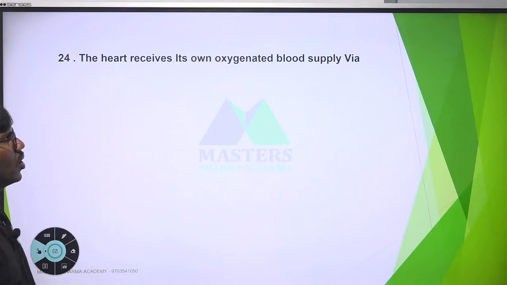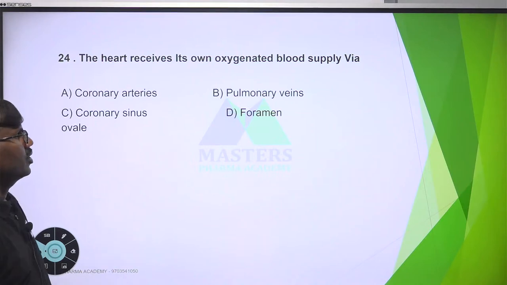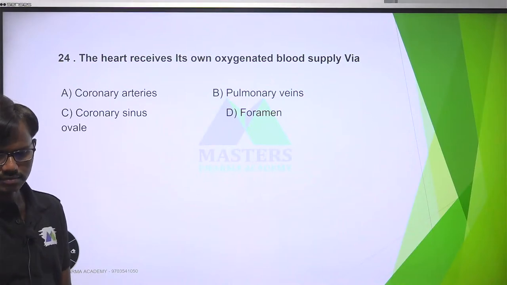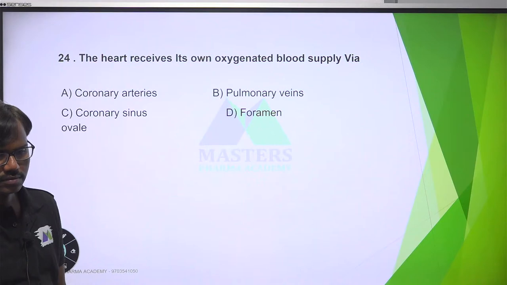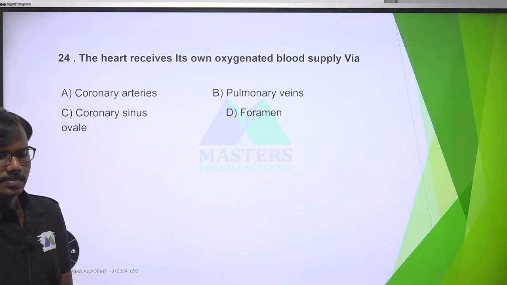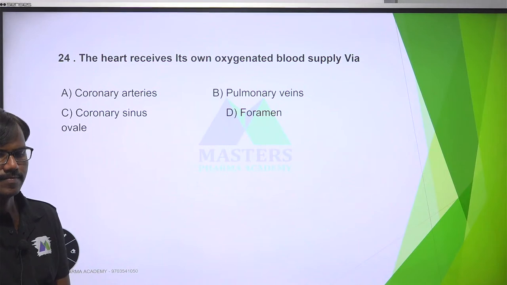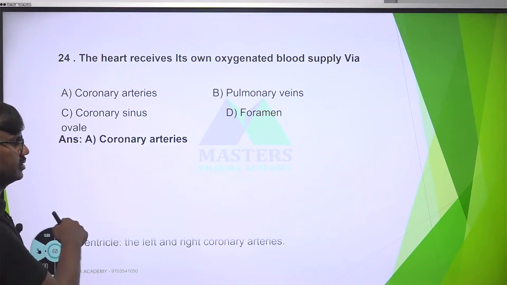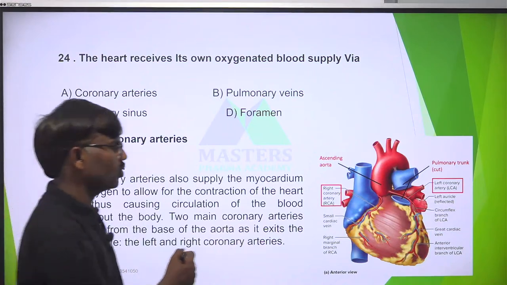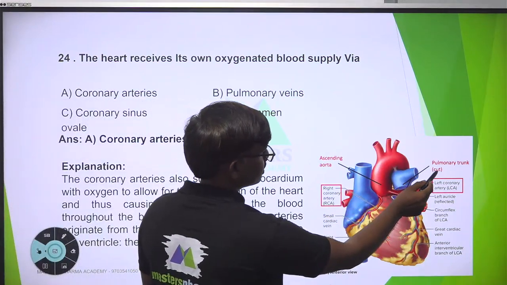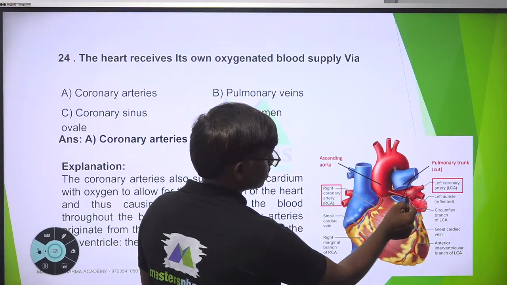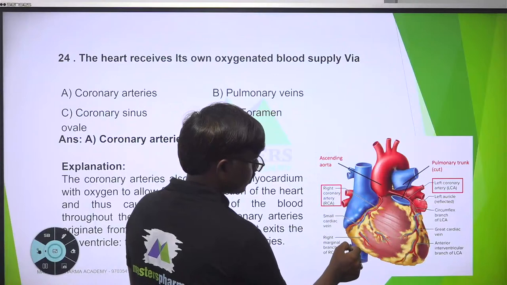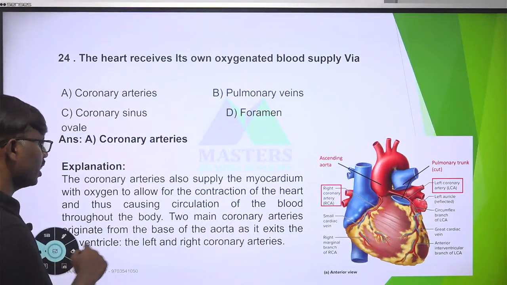Then the heart receives its own oxygenated blood supply via: coronary arteries, pulmonary veins, coronary sinus, foramen ovale. Right, very good. The right answer is coronary arteries. So the heart receives its own oxygenated blood from coronary arteries. This is the pulmonary trunk and this is the left coronary artery. This coronary artery supplies the blood to the heart itself.